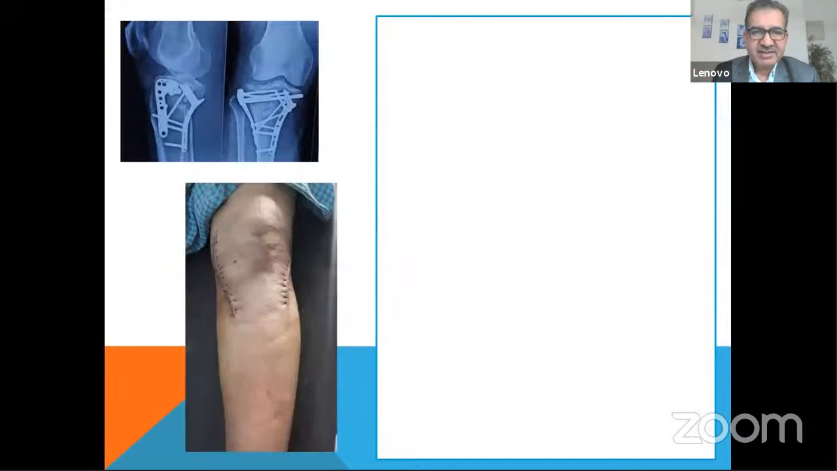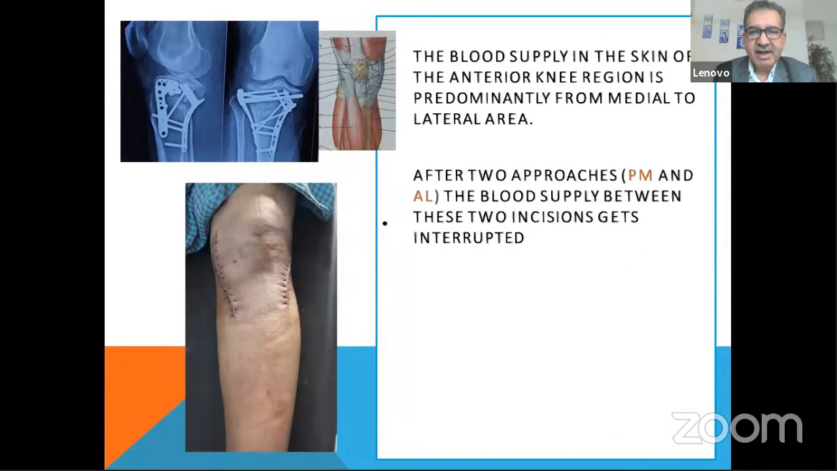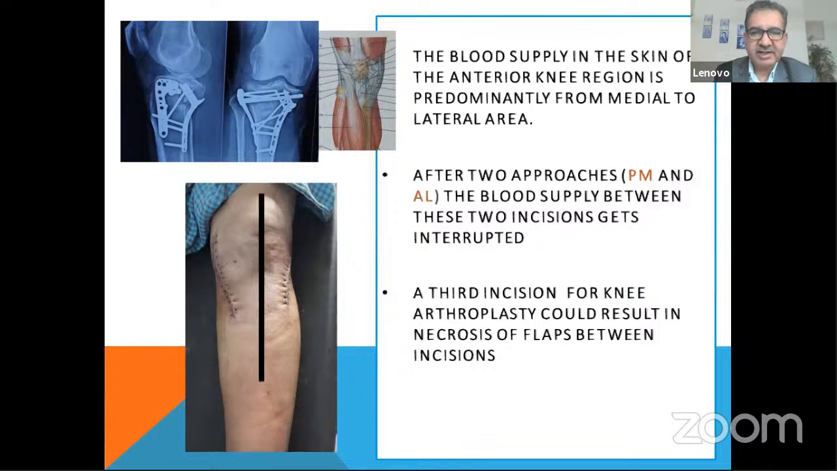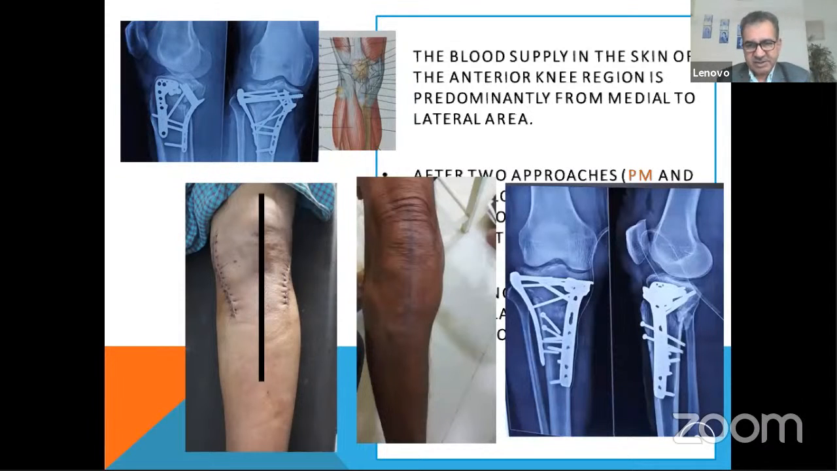So you have a case like this. The patient has been operated with this dual incision. You know the blood supply in the skin of the anterior region is predominantly from medial to the lateral area. And then after 2 approaches, the blood supply between these 2 incisions gets interrupted. Now, if you want to go for a TKR and the patient develops arthritis, probably the 3rd incision for knee arthroplasty could result in necrosis of the flaps between the incision.